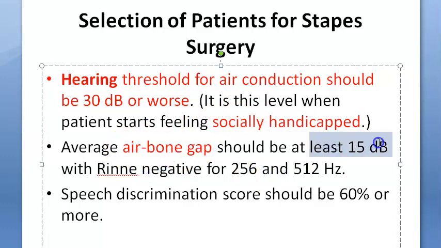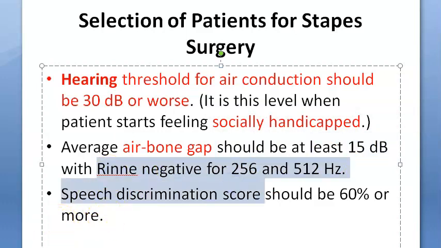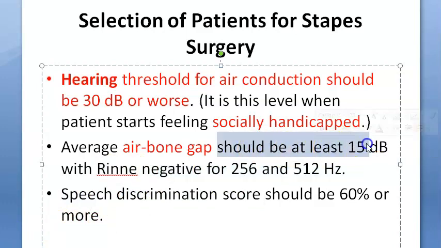Air-bone gap should be at least 15 decibels. That means it should be more than that, right? Rinne negative. Rinne negative for these two tuning forks means what? At least the air-bone gap should be more than a certain amount.